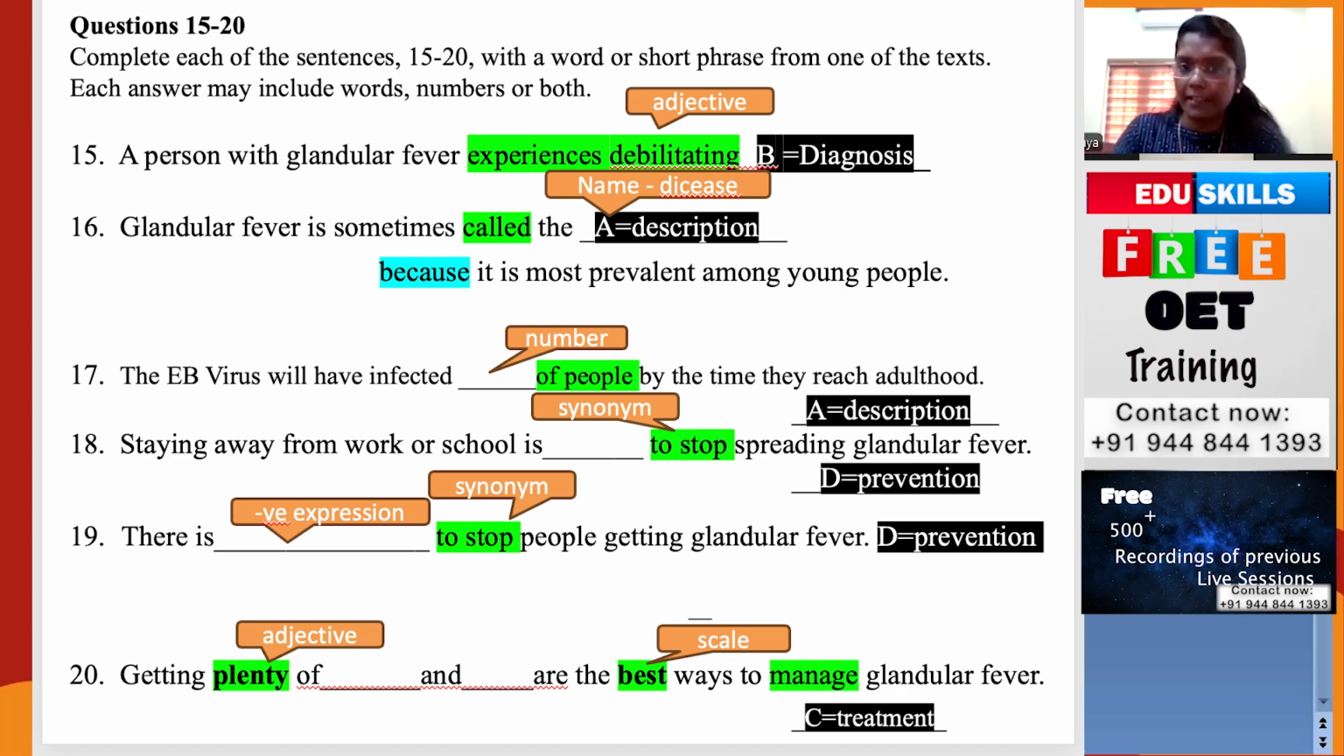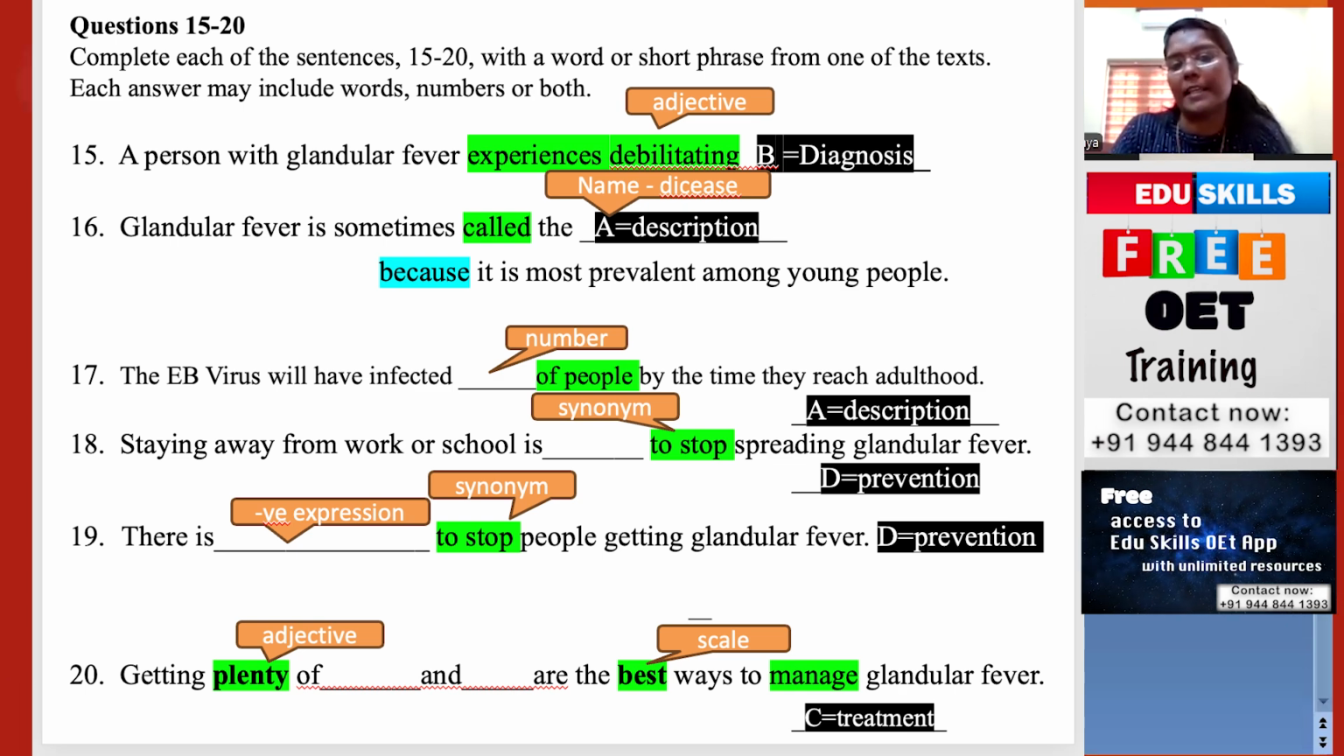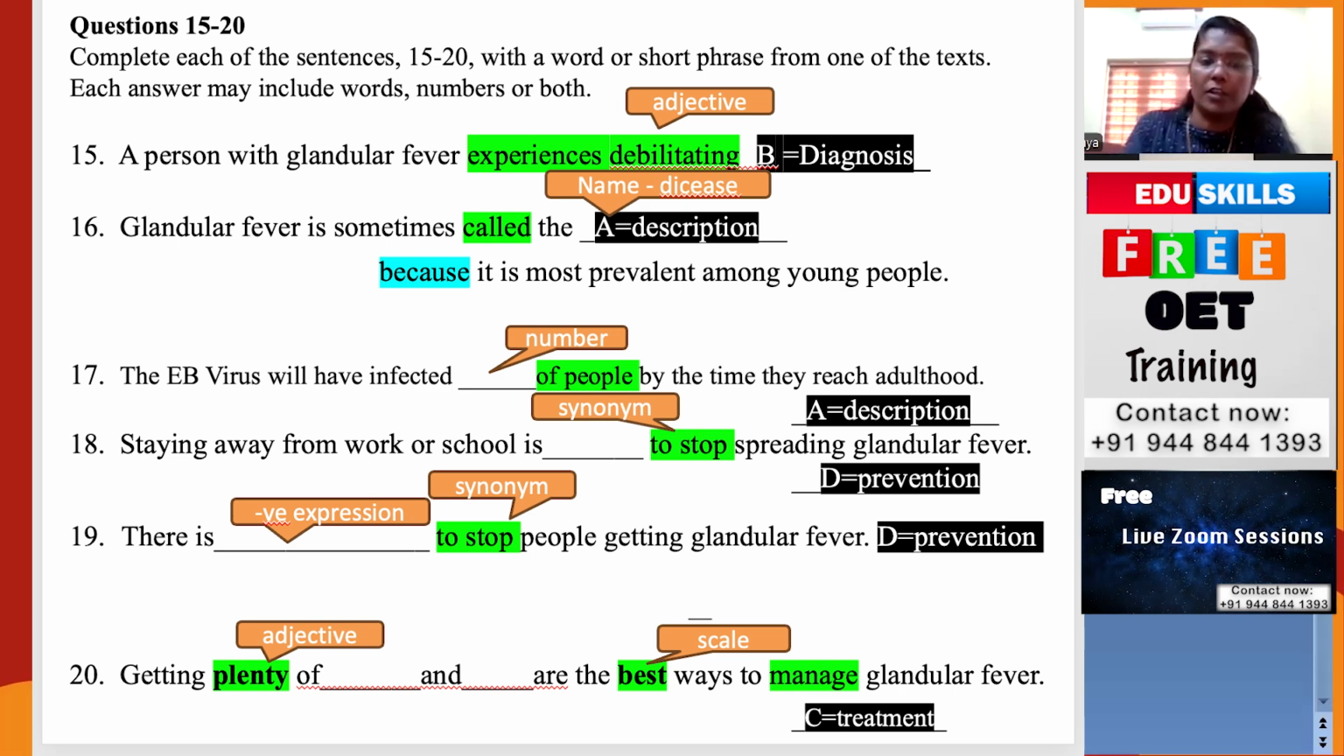If you get the answer, you can write it beside the question. Now, what is this question asking? They are asking about signs. Where could you find that sign? Symptoms, signs, diagnosis. We have to identify which text it is, so either you can write it now or later.